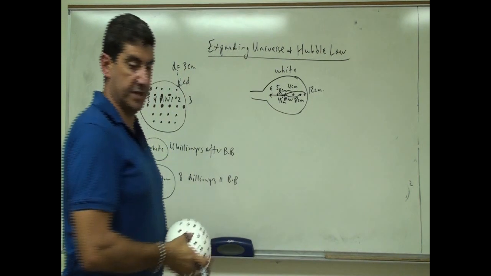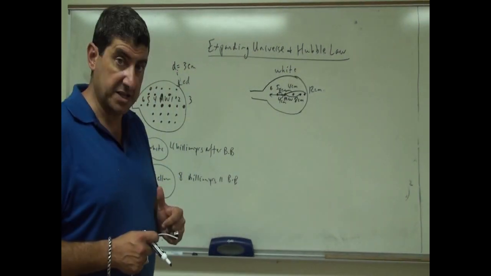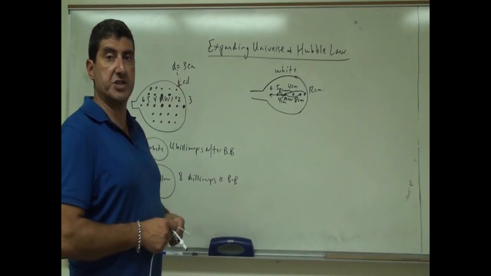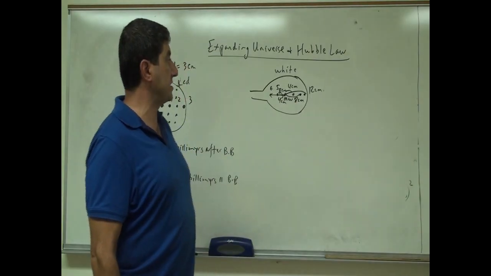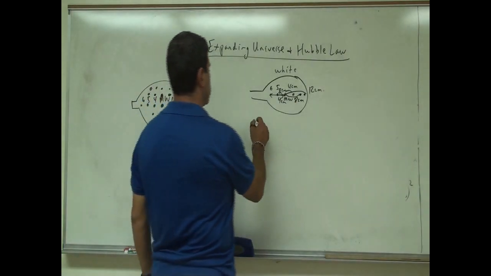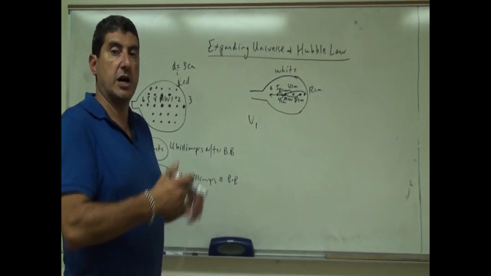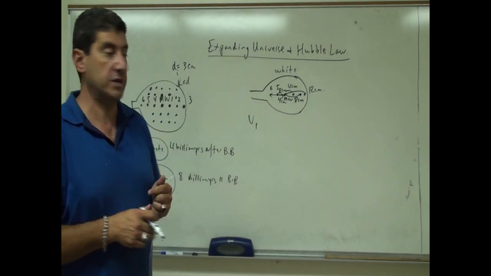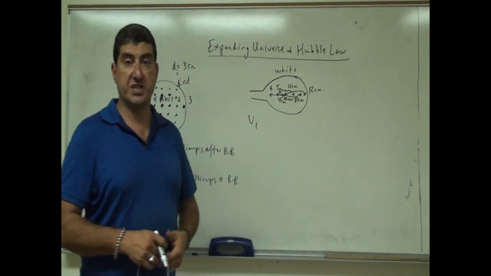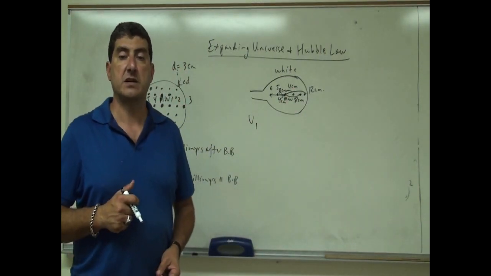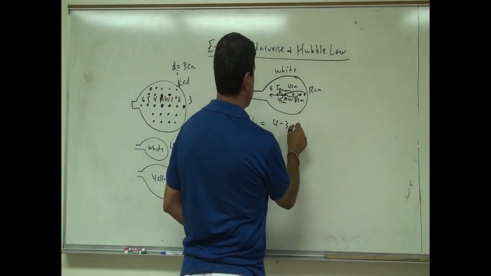Okay, so you can see what happened then. So we can say the velocity of the galaxies is what? Well, the original distance was 3 centimeters, right? Now their distance is 4 centimeters. So what's the velocity of galaxy number one with respect to the Milky Way? How far has galaxy number one moved? Well, its original distance was 3. Now its distance is 4 centimeters. So galaxy number one has moved a distance of 4 minus 3 centimeters, right?